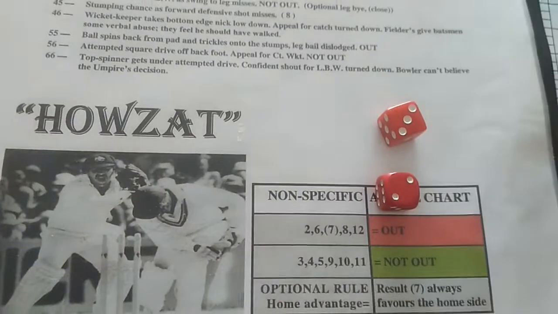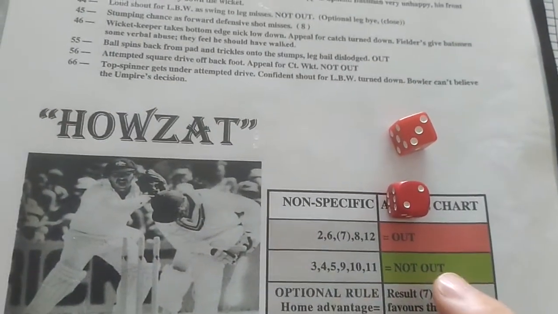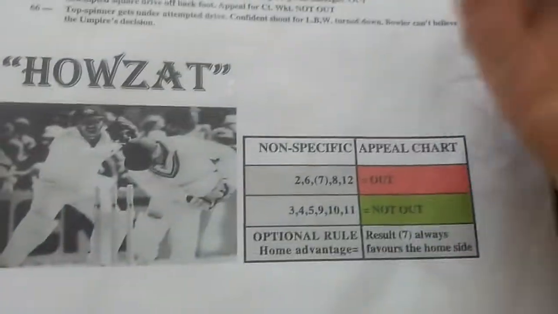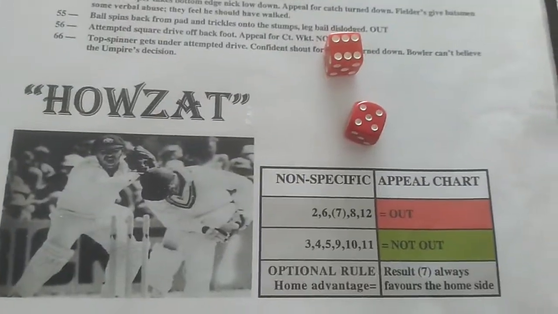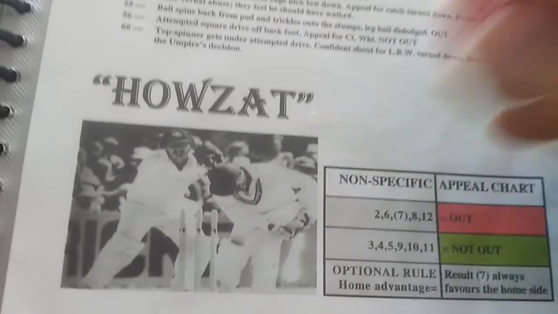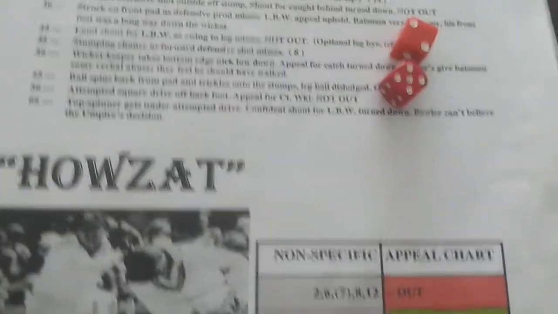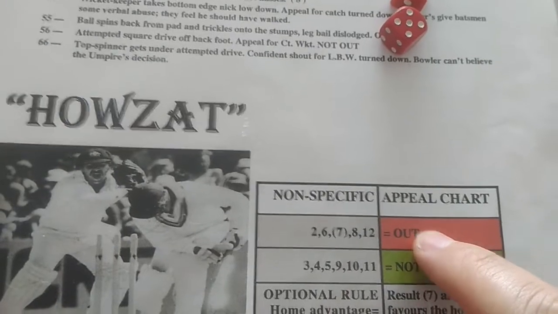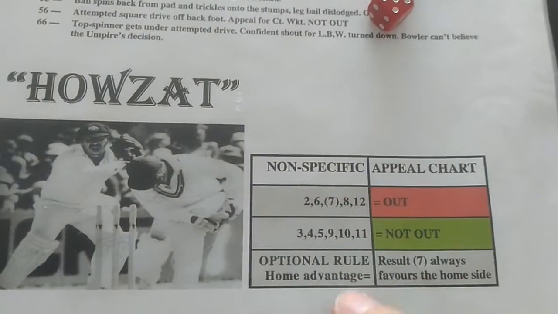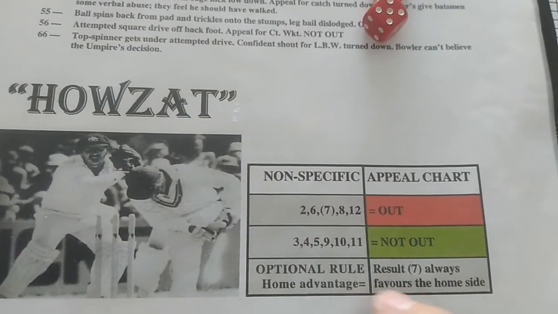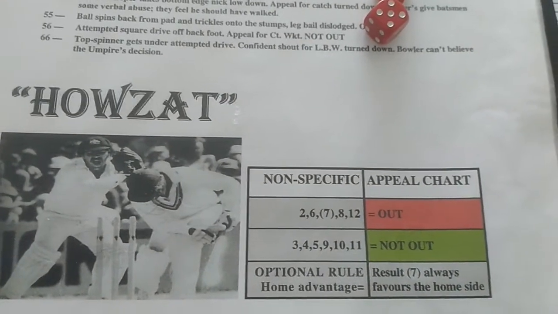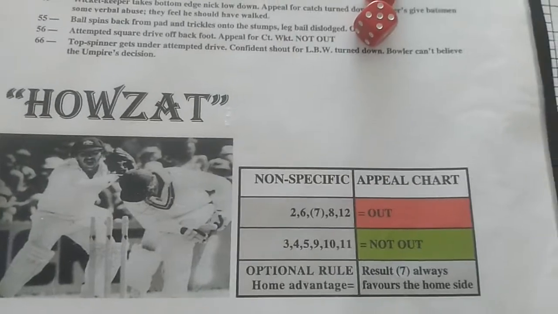We got a 5. If we had an LBW appeal, the umpire would say that's not out. We roll an 11, again, not out. We roll a 7, that's out. But obviously, if you're playing that optional home advantage, it'll favour the home side. Where the home side are batting, it'd be not out. If the home side are bowling, it would be out. So that's as simple as that.